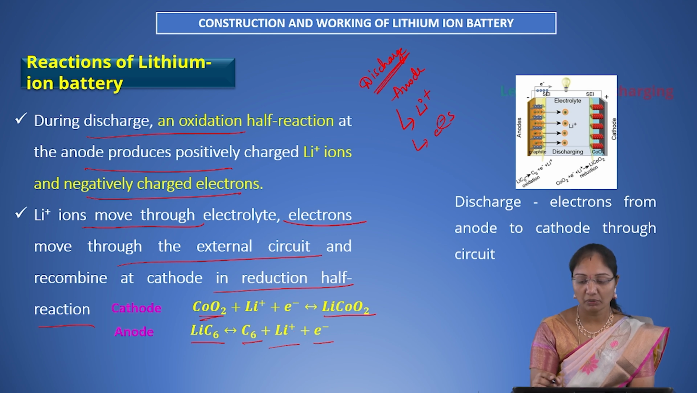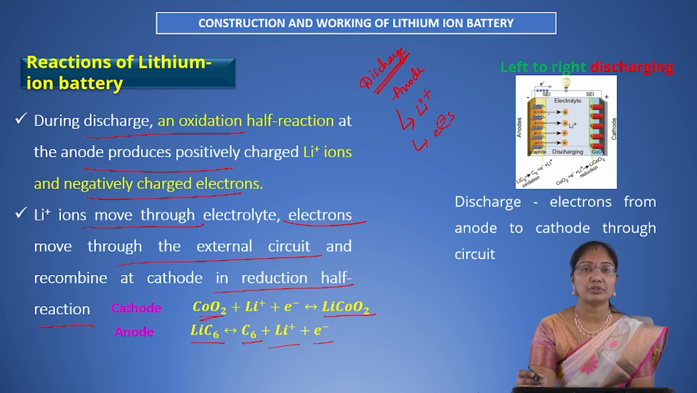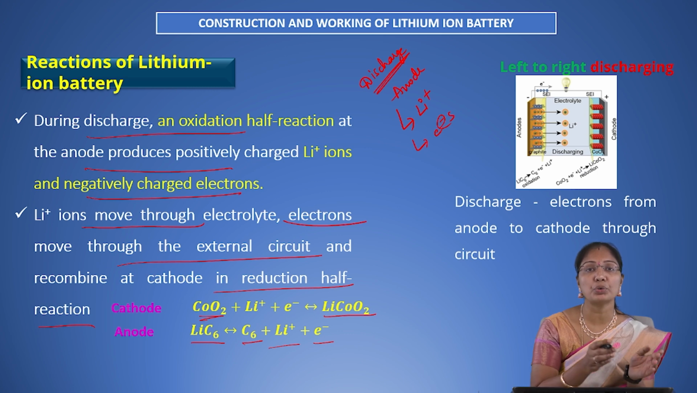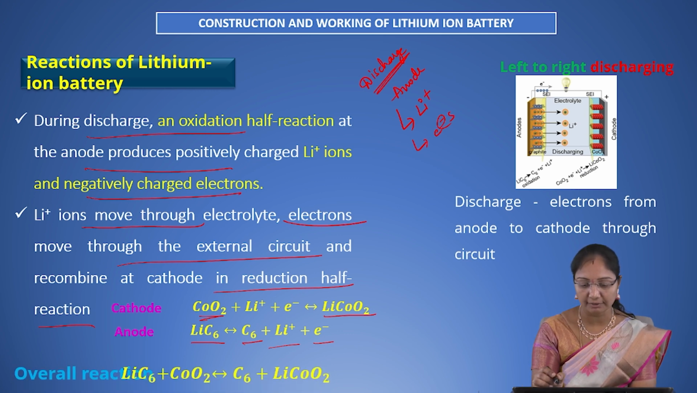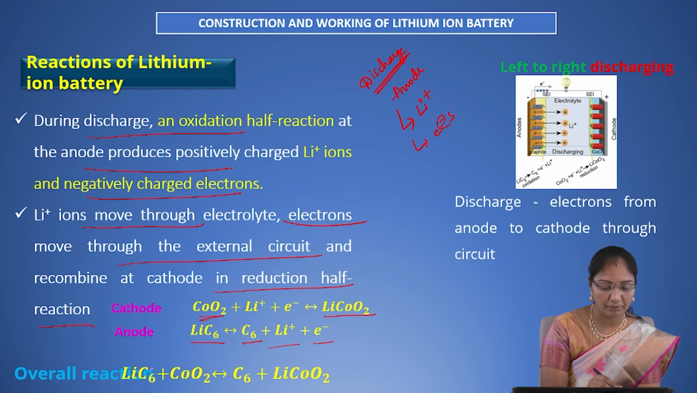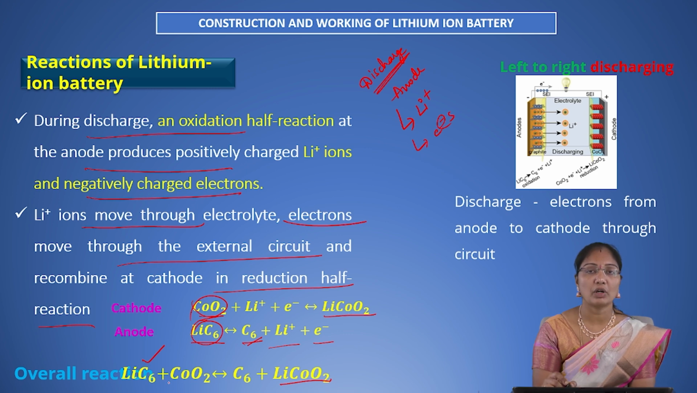So the overall reaction here, if it is discharging, means left to right, here anode to cathode, because during this process the anode oxidation half cell reaction releases lithium ions, Li plus ions, and electrons, which move towards the cathode. There it is going to react with the cobalt oxide. So this is the left to right discharging process. Here the overall reaction is lithium graphite plus cobalt dioxide: LiC6 plus cobalt dioxide gives rise to C6 and lithium cobalt dioxide. So here is the overall reaction.